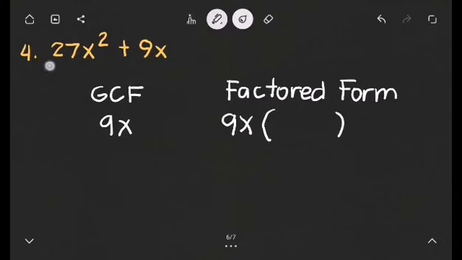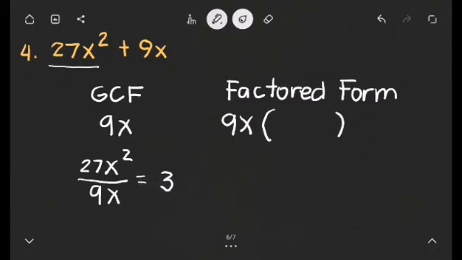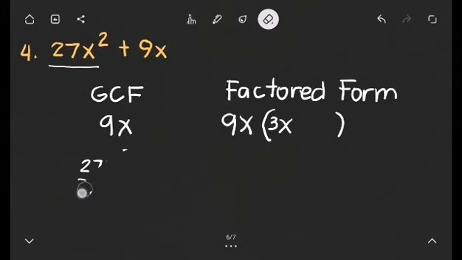So, unahin natin yung first term. So, yung first term natin, 27x squared, try nating i-divide sa 9x. So, 27 divided by 9, the answer is 3. And then, x squared divided by x, so ito makakancel, is equal to x. So, ibig sabihin, ang first term natin is 3x. Ulitin ko, classmates, so itong ginagawa natin ay reverse ng distribution or multiplication by distribution.